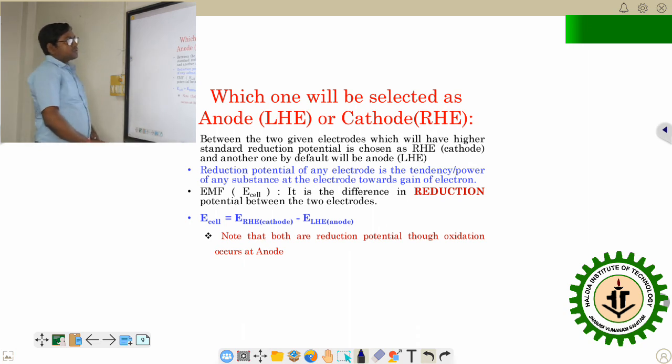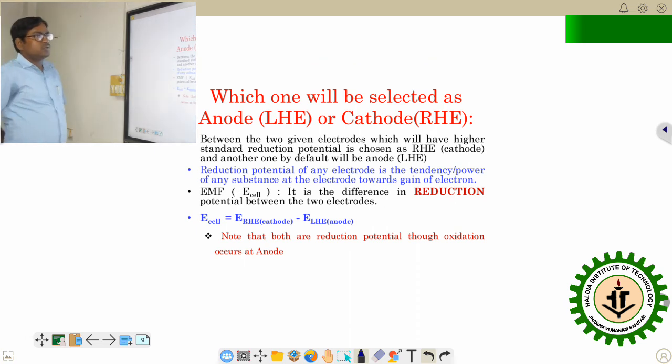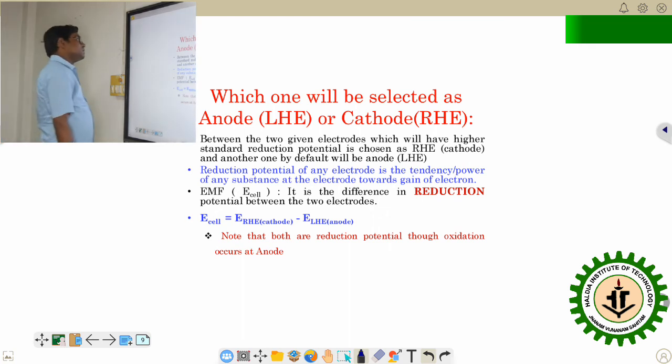Now the question comes: if we are given the electrode potentials, from that data we can decide which one will be taken as the right hand or cathode and which one as the left hand or anode. So first you have to know the potential, then only you can decide it. Now let us discuss how we can get the potential of those electrodes. Basically we are discussing the reduction potential. How can we measure it?